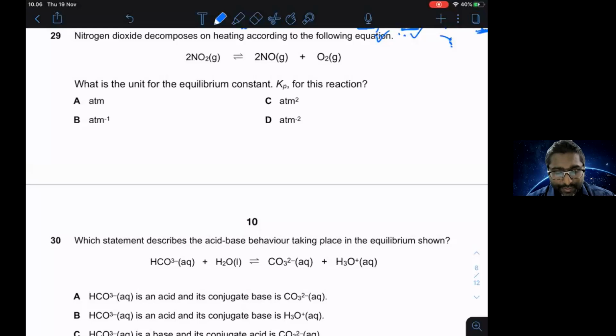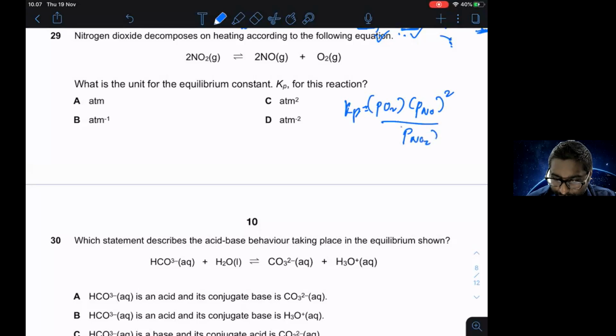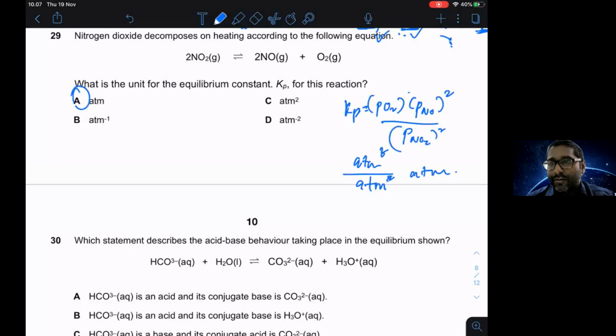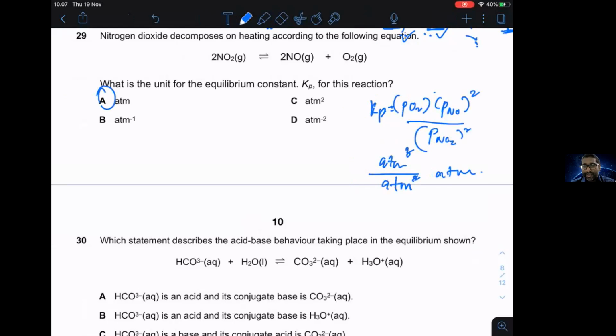Let's continue with question 29. So you have this equation. What is the unit of the equilibrium constant? Kp equals the partial pressure of O2 times the partial pressure of NO to the power of 2, divided by the partial pressure of NO2 to the power of 2. Here we are talking about atm, so atm to the power of 3 divided by atm to the power of 2. You cancel, and it's going to be atm. So for 29, the answer is going to be A.